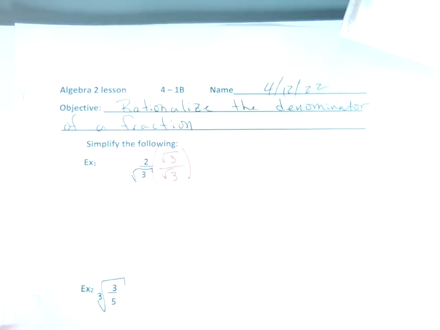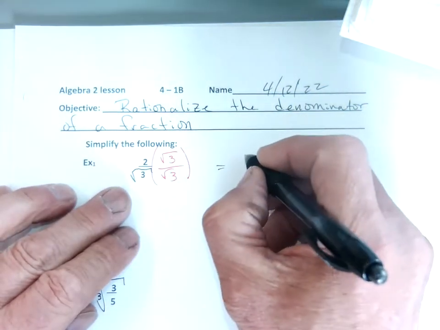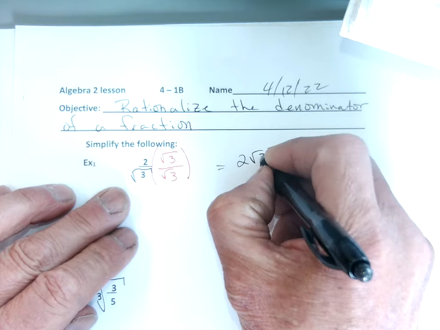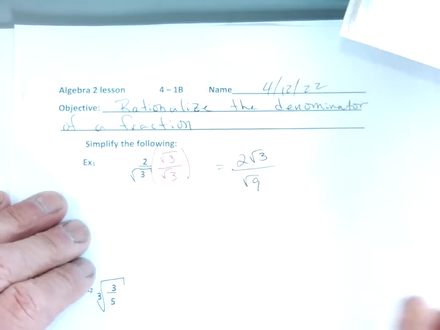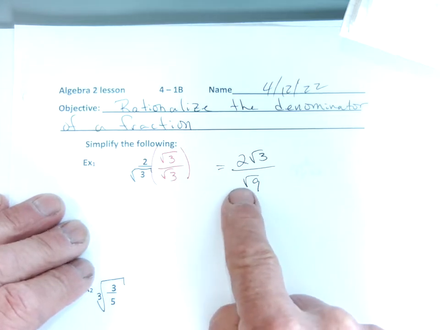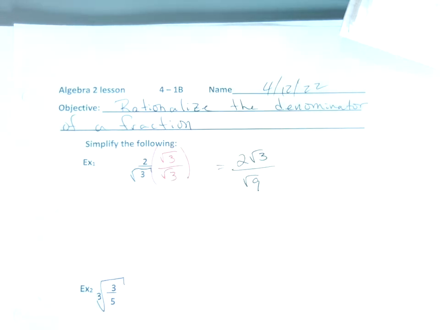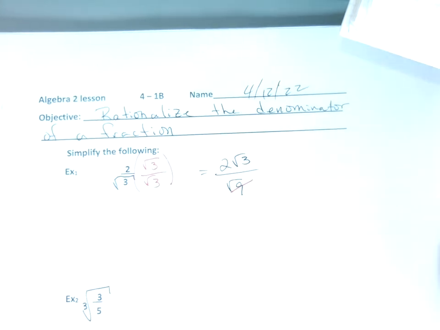So when I do that, I'll get 2 times the square root of 3 is 2 square roots of 3. I get the square root of 3 times the square root of 3, which is the square root of 9. And my whole purpose and goal was to get to here, right here, because I know the square root of 9 is just 3.